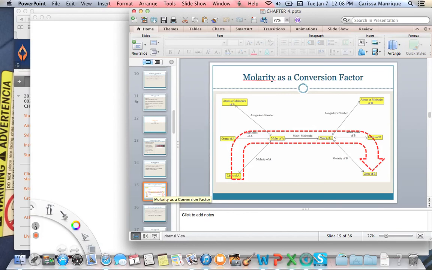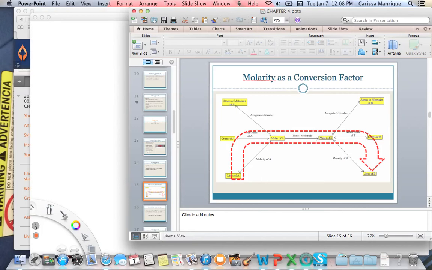Okay, in the previous podcast, we looked at molarity, and it's a way of showing how concentrated a solution is. So the higher the molarity, the more concentrated it is. The lower the molarity, the more dilute it is. Okay, there's another conversion we can do, and that's going from liters of A to liters of B.